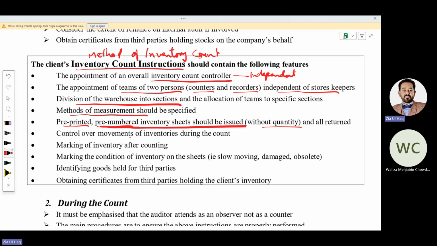And during a count, inventory movement should be stopped. Meaning the warehouse should be closed down. There shouldn't be any inventory in or out during the count. Otherwise, you will not be able to verify which inventory has been counted and which has not been counted. So inventory movement should be stopped during count.